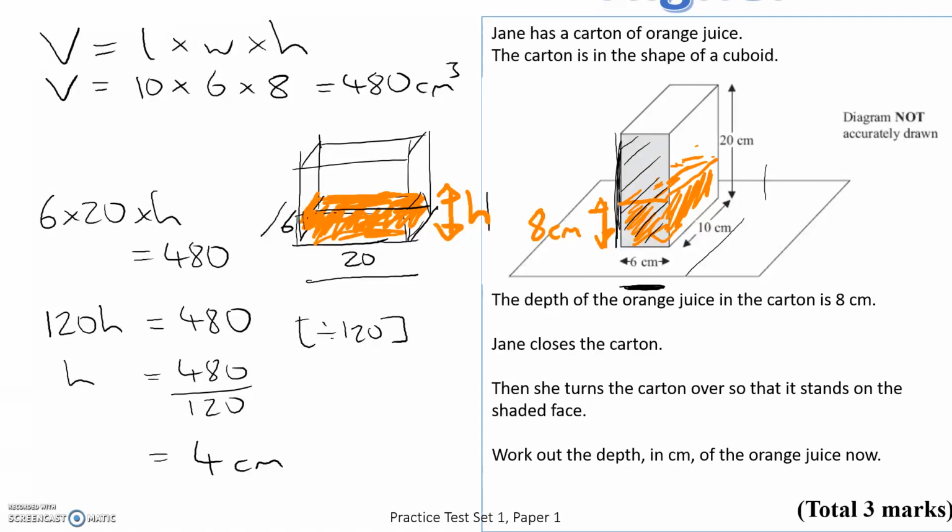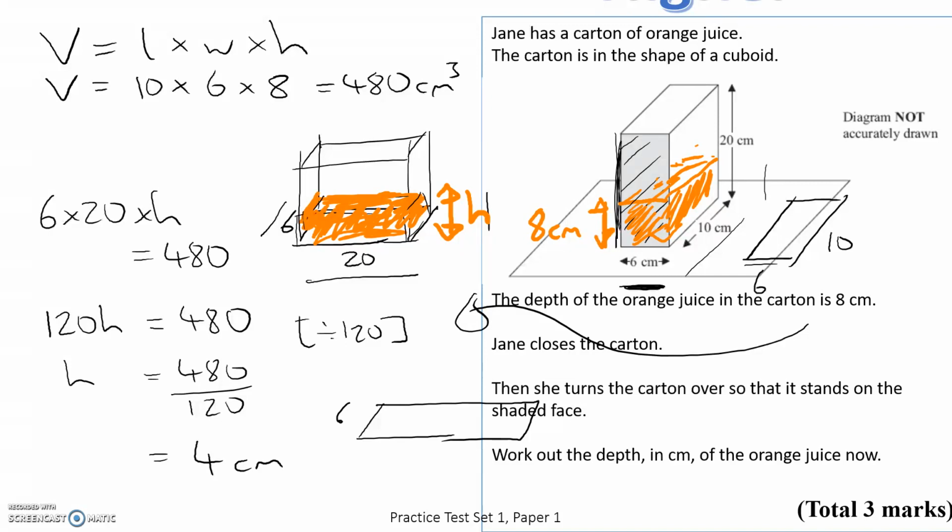Now, certainly some people in my group had a much more elegant solution than that, and they simply visualised what was going on. They thought, well, at the moment, the base area here is the 6 times 10. It will be 60 square centimetres. And when we flip our carton over, the base then becomes 6 times 20, 120 square centimetres.